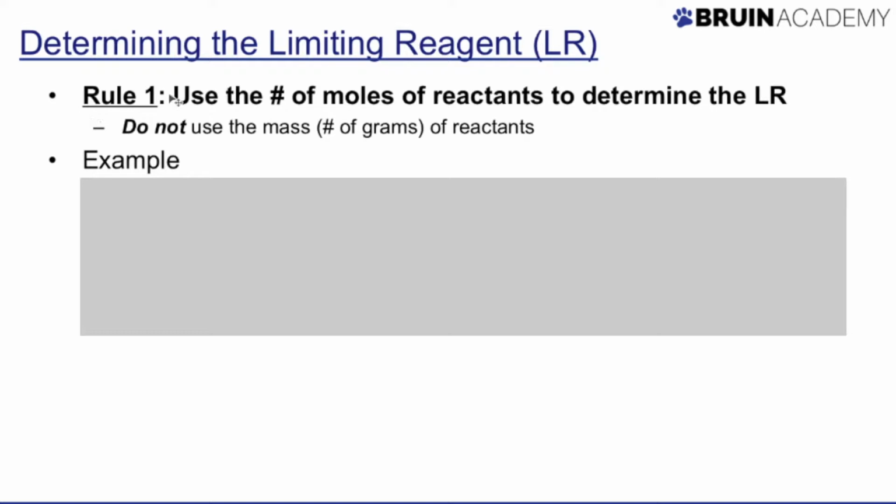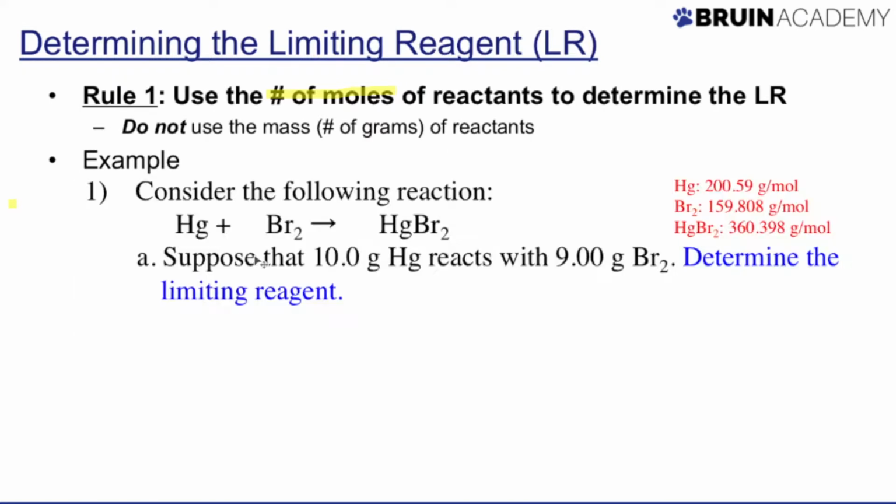Okay, so rule number 1. There's a couple things to keep in mind. The first one is use the number of moles of reactants to determine the limiting reagent. Very important, okay? You always use the number of moles, not the mass, not the number of grams. So if they give you grams, you have to convert to moles. So let's look at an example.